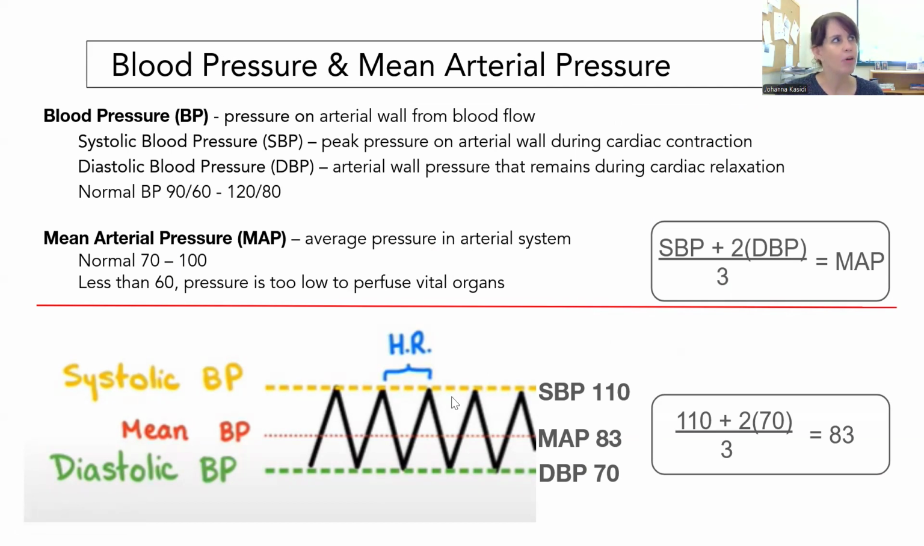I don't remember if you know how to calculate it, but I think it's probably important to memorize this. I don't know if we test on it, but you definitely want to know that a normal is 70 to 100 and less than 60 is not life-sustaining.